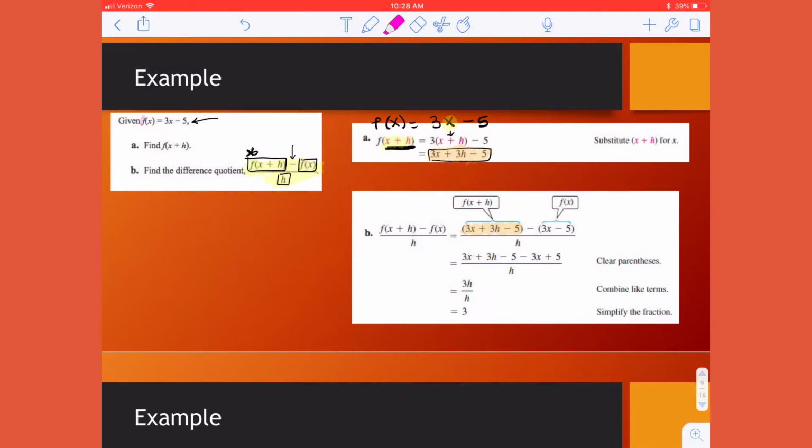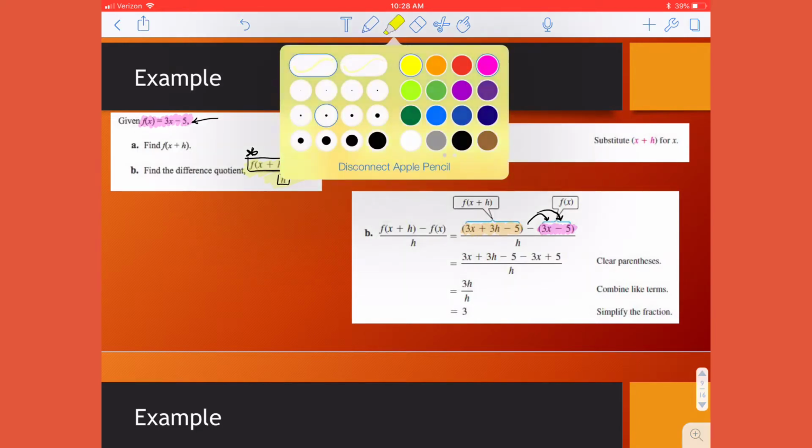Well, we know that our f of x function is 3x minus 5. So I'm replacing 3x minus 5 here. And then divided by h. And all I have to do is distribute in this negative sign. So that gets me negative 3x plus 5. And then I can go and combine like terms.